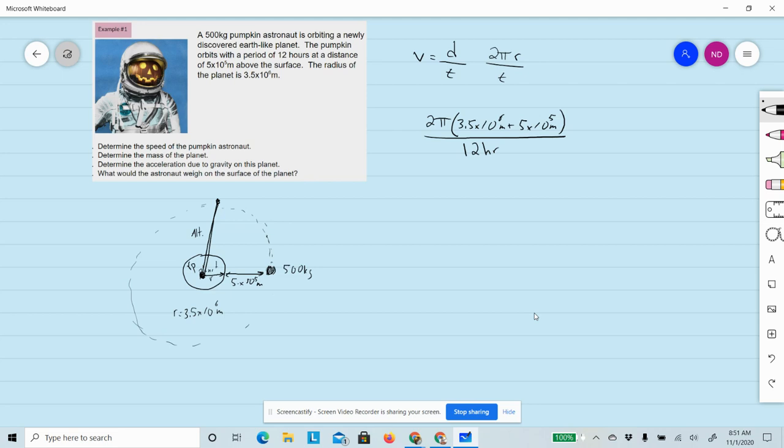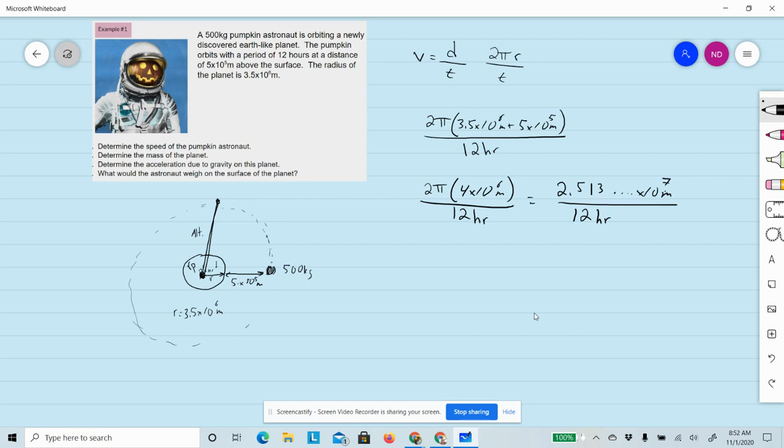So let's figure out a couple of things here. Let's do some math. 3.5 E6 plus 5 E5 is 4 times 10 to the 6th meters. So 2 pi times 4 times 10 to the 6th meters over 12 hours. 2 pi times that answer is 2.513 yada yada yada, 2.513 times 10 to the 7th meters in 12 hours.